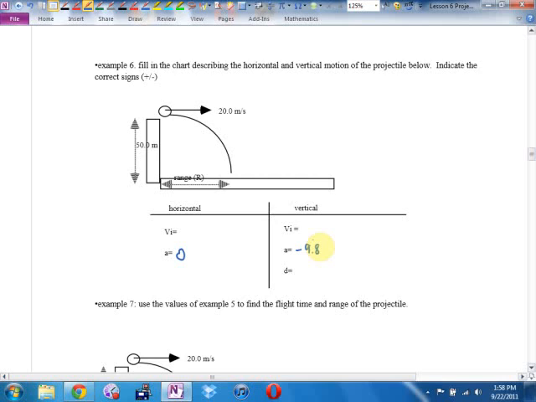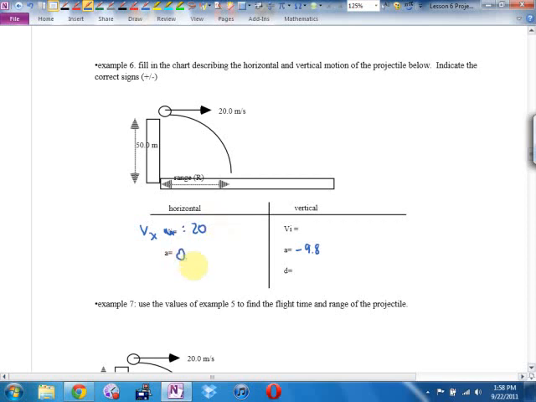Velocities. What's my initial horizontal velocity? Look at my diagram. How fast are we traveling horizontally the split second we leave the cliff? 20. In fact, I don't like the fact that they called it VI. I'm just going to call it Vx because I suggest that it might be changing. It's not. You know how I know it's not? Because of that.